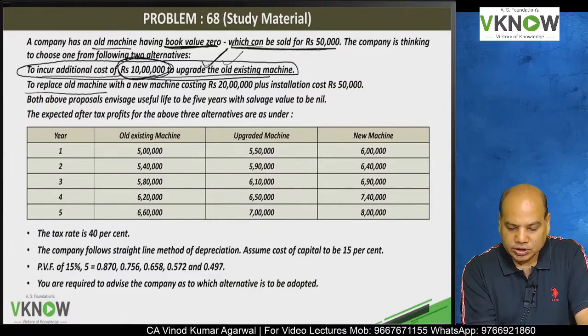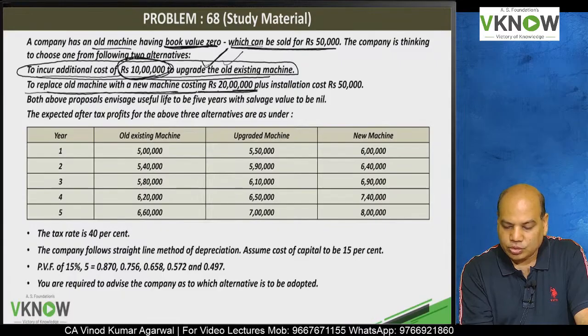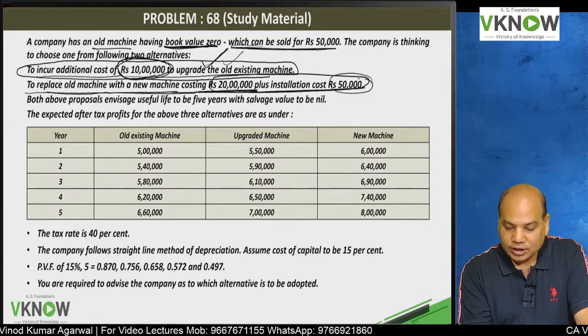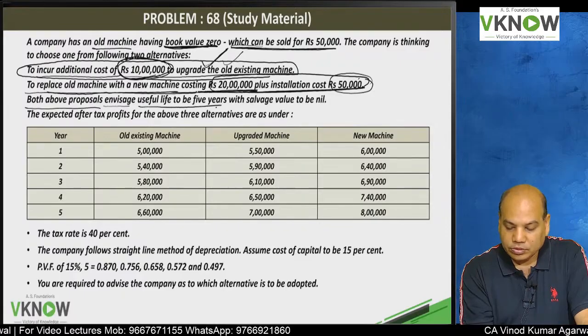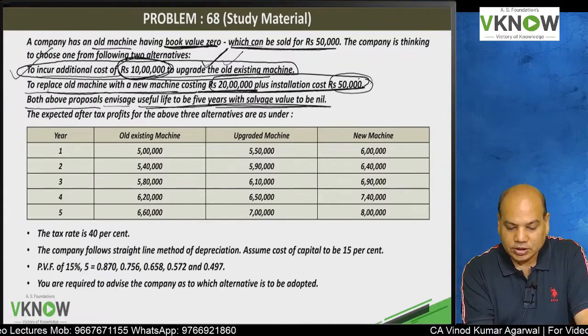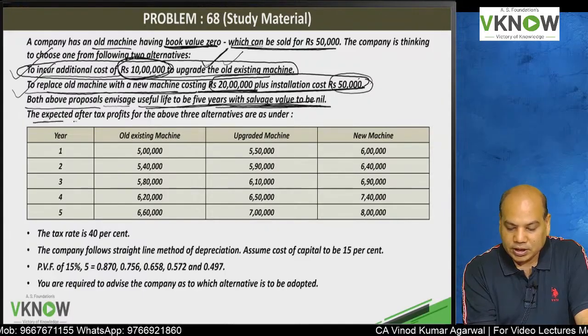Second is to replace the old machine with a new machine. The replacement machine will cost you 20 lakh plus installation cost of 50,000 also, 20 lakh 50,000. Both the above proposals envisage useful life to be 5 years with nil salvage value. Salvage value under upgradation or under replacement will be nil. The expected underlying after tax profit.